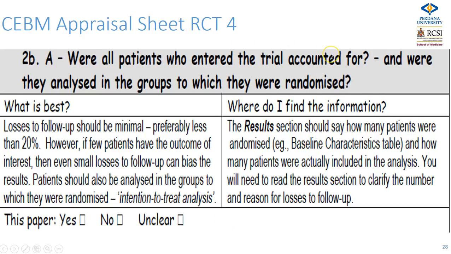Was everybody accounted for? Was there loss to follow-up? If so, this should be clear in the results section. And if patients were lost to follow-up, A, they should be explained and clarified and reasons given, and B, their baseline characteristics should tell us whether they were more ill than the patients who stayed in the study and therefore could bias the results.